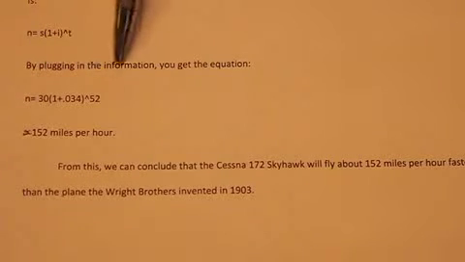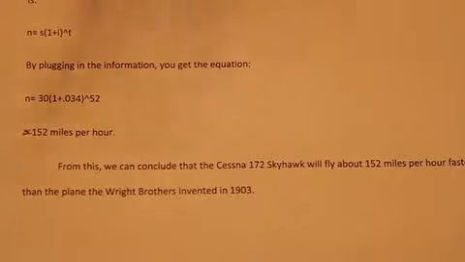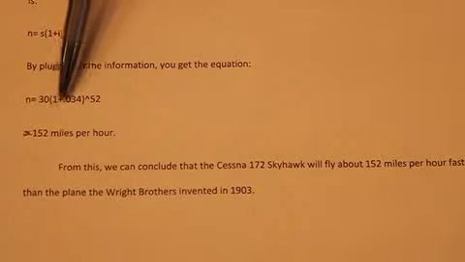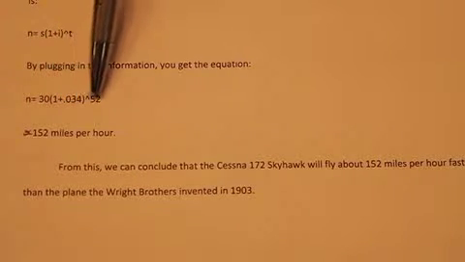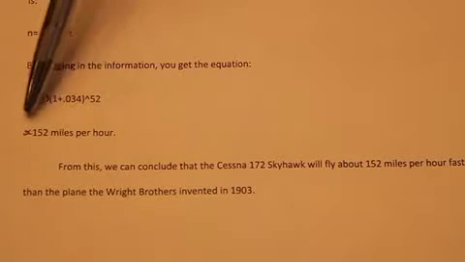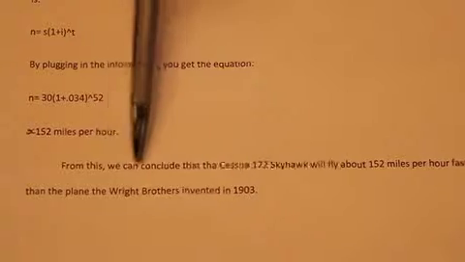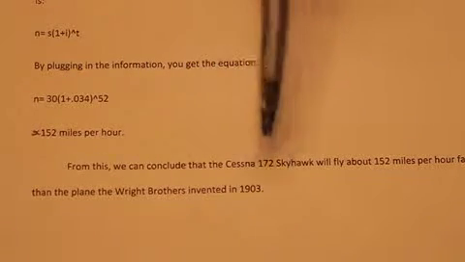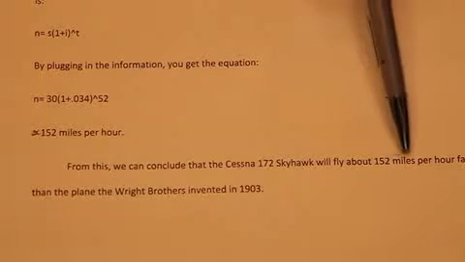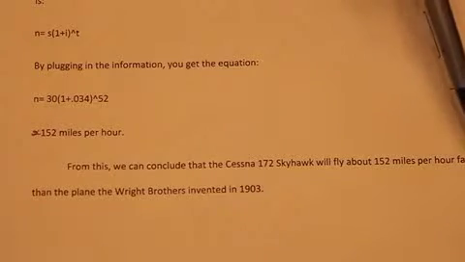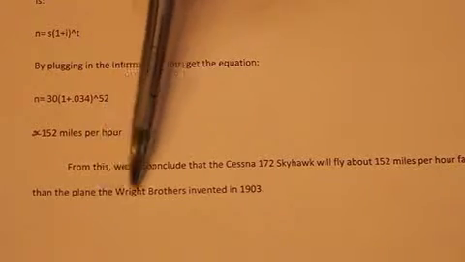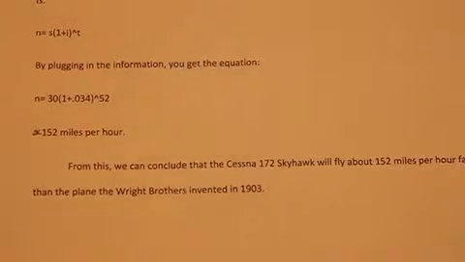By plugging in the information, you get the equation N equals 30 times 1 plus 0.034 to the 52nd. By solving this, you would get 152 miles per hour. From this, we can conclude that the Cessna 172 Skyhawk will fly about 152 miles per hour faster than the plane the Wright brothers invented in 1903.